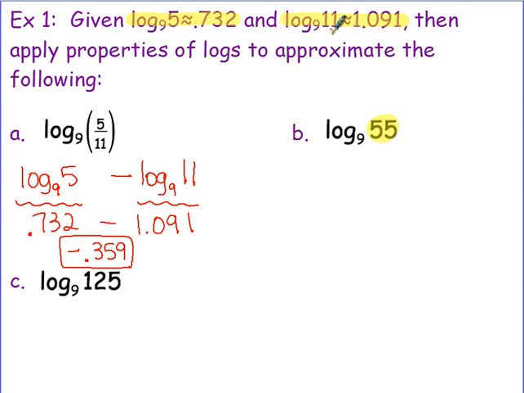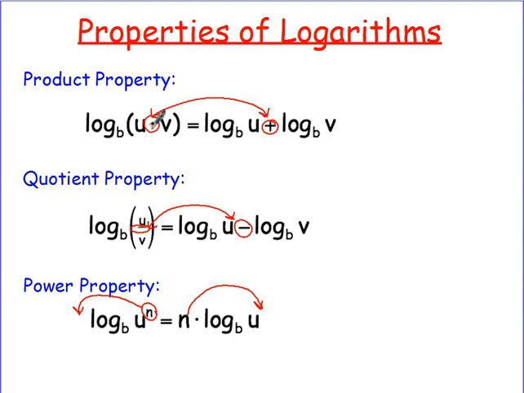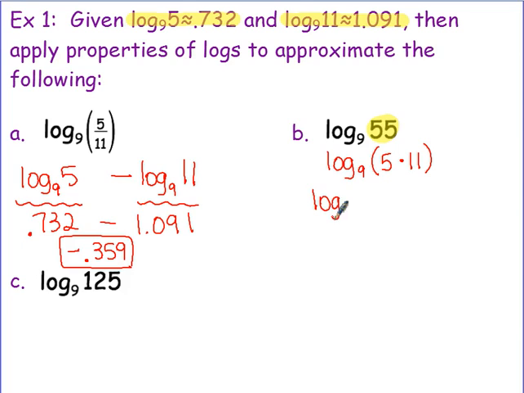So I'm going to make a substitution. I'm going to keep this part all the same. Instead of 55, in parentheses, I'm going to put 5 times 11. So does that look like one of the properties? Now it does, because that's a multiplication sign. So with multiplication, remember multiplication changes to addition. So 2 logs, both with base 9, with a plus sign between them. 5 goes with one of the logs, 11 goes with the other one.